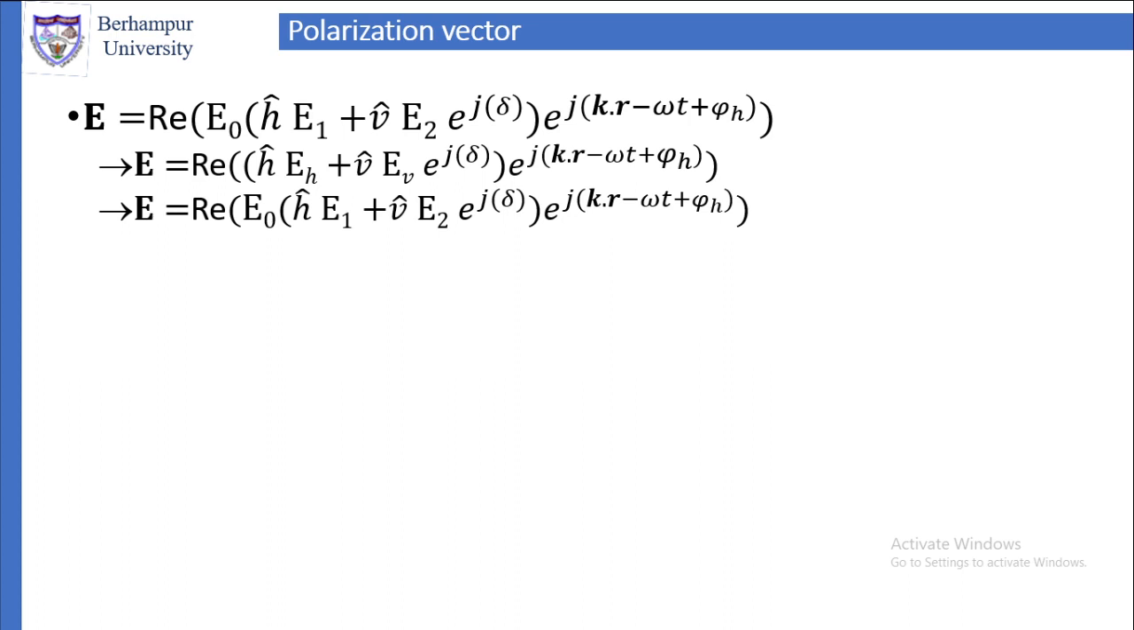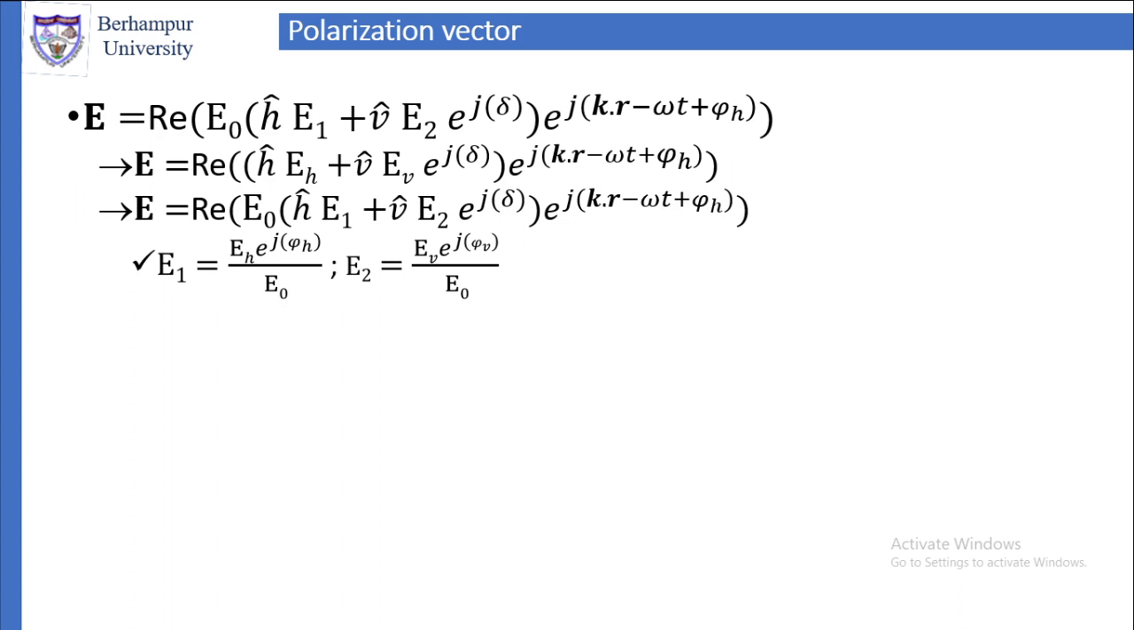Comparing these two, we can also write E is equal to the real part of E0 into (H cap E1 plus V cap E2) e to the power j delta into e to the power j (K dot R minus omega T plus VH). This is the same thing. From comparing these two equations, we can find out what E1 and E2 are. E1 is equal to EH into e to the power j VH by E0. E2 is equal to EV into e to the power j VV by E0.